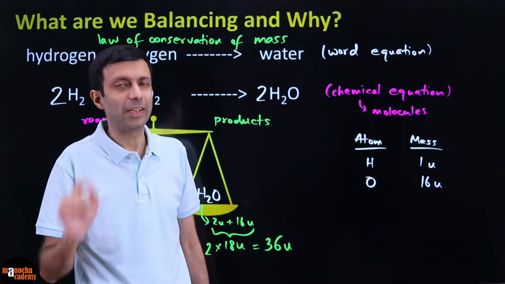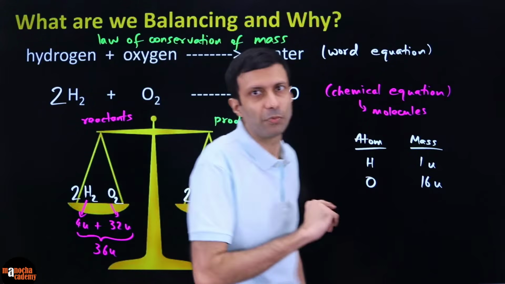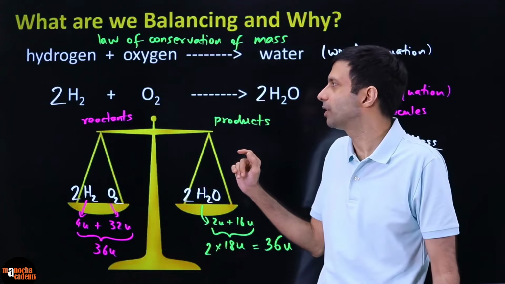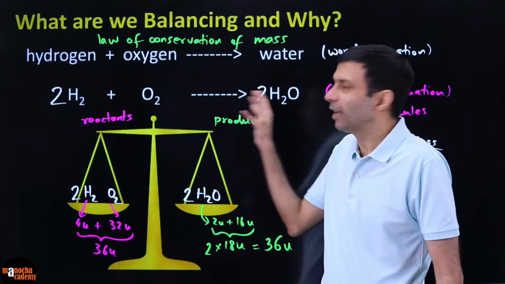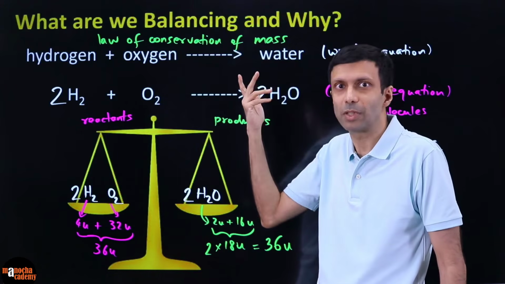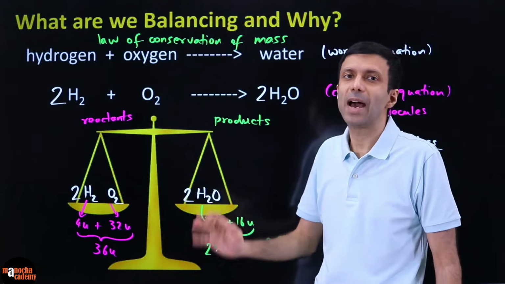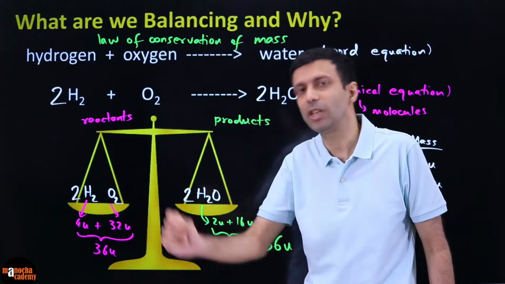So what you really need to balance is the number of atoms of each element. Because if you carefully notice, hydrogen is still remaining hydrogen, oxygen is still there in the products. It's not that oxygen has become nitrogen or something else. So instead of balancing masses, we can simply balance the number of atoms of each and every element.